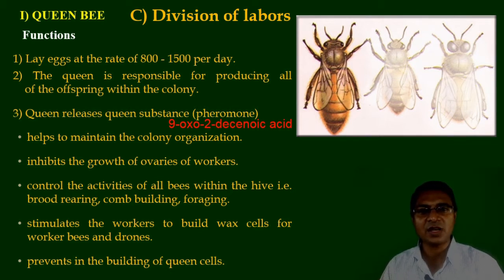All the workers' activities are easily controlled by this pheromone, the queen substance. What type of activities? That is brood rearing, comb foundation or construction of the comb, as well as the foraging activity, or the collection of the food materials. The queen substance stimulates the workers to build wax cells for worker bees and the drones also.